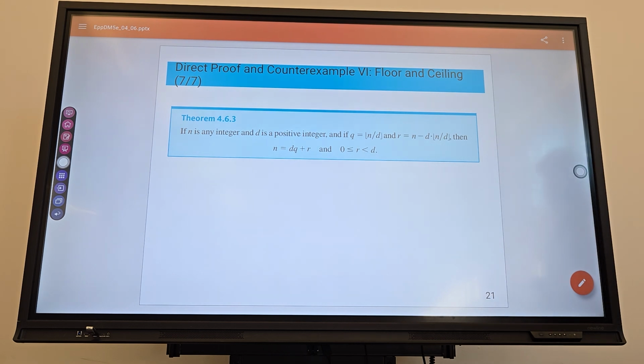Just restating what was already said, this is theorem 4.6.3. If n is an integer and d is a positive integer, then n equals dq plus r, and r is greater than or equal to 0 and less than d.